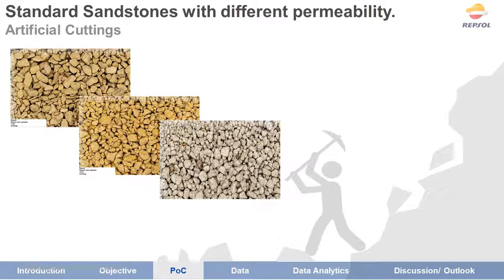This is how the artificial cuttings from some sandstones look like. X-ray fluorescence and gamma ray were measured in samples like this, and after the processing of these images, RGB features were extracted.